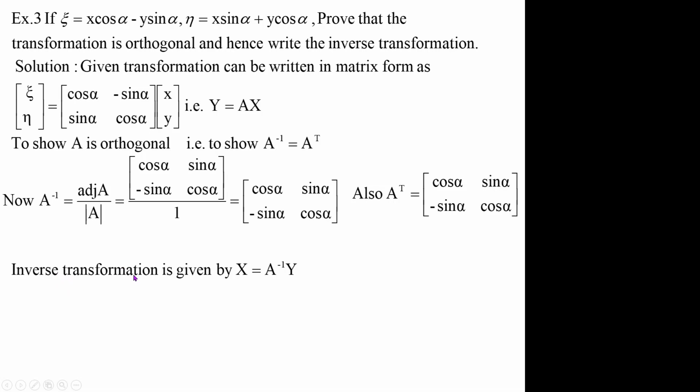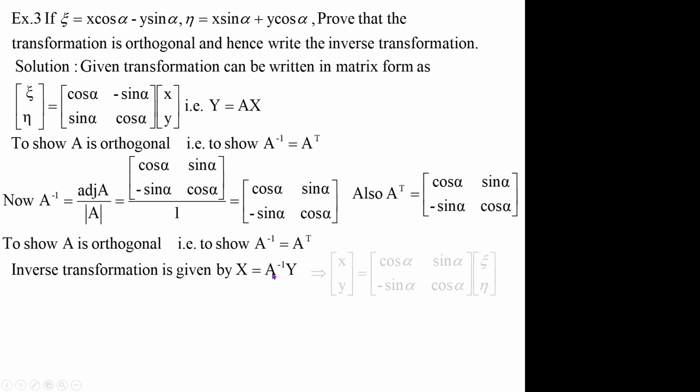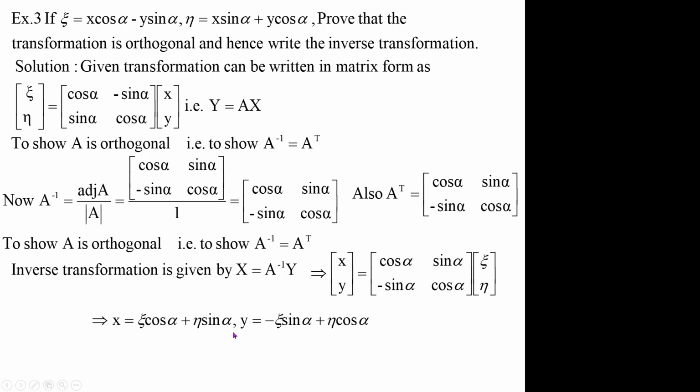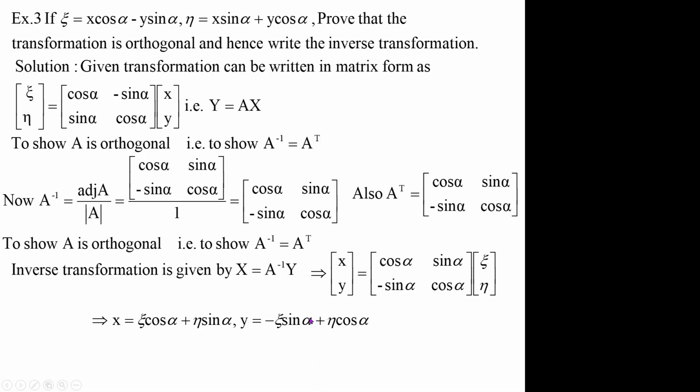Now, the inverse transformation. The inverse transformation is given by x = A inverse y, where we know A inverse. So substitute, A inverse is already known to us, put that value, y is this matrix of xi and eta, multiply, simplify, and you will get x in terms of xi and eta, and y also in terms of xi and eta. So these are the required inverse transformations. Like this one can easily get the desired result.